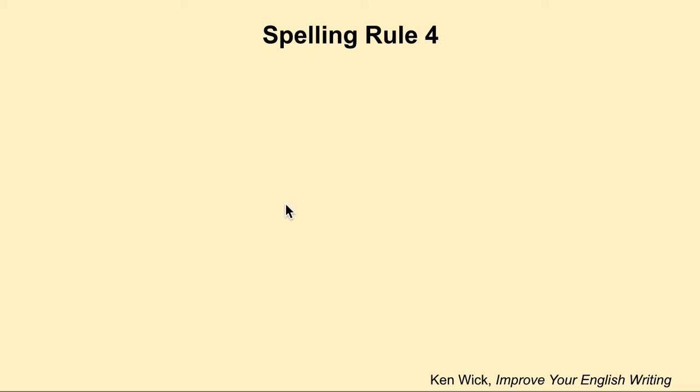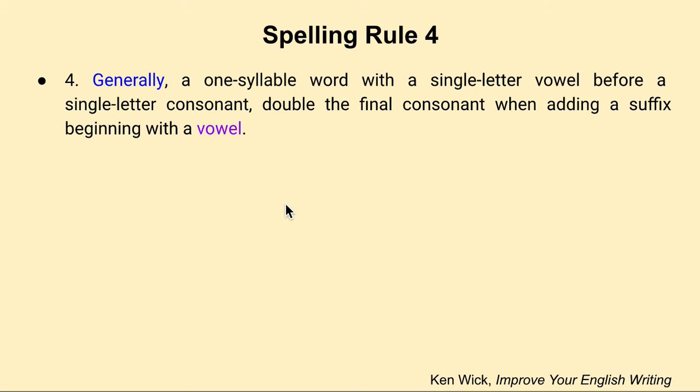The last spelling rule is: generally, for a one-syllable word with a single letter vowel before a single letter consonant, double the final consonant when adding a suffix beginning with a vowel. That is sort of confusing to read. Let's just go straight to the examples. Like I say, look at the example, then read the rule. Maybe pause the video and read the rule again, just to make it clear. But we'll just read the rule one more time.